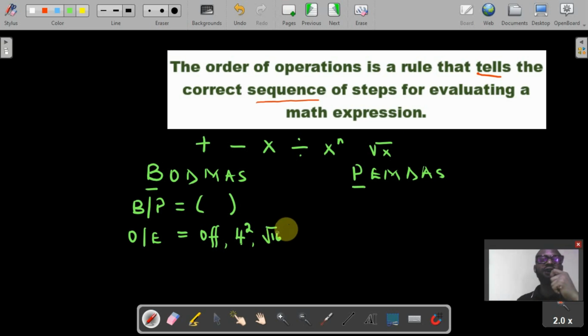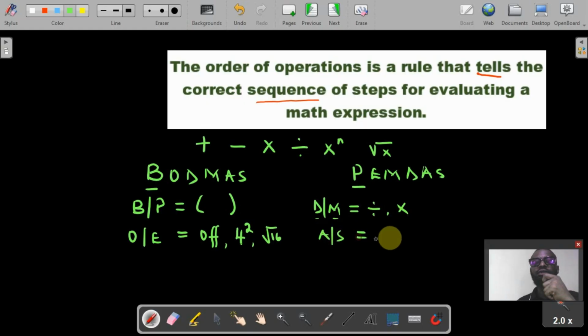Then after that we have multiplication and division. So division and multiplication go together. In any order you want to do it, if you want to do division first or multiplication, they go together. Then the last one is addition and subtraction. They also go together, so addition or subtraction, in that order. So this is what BODMAS is all about.